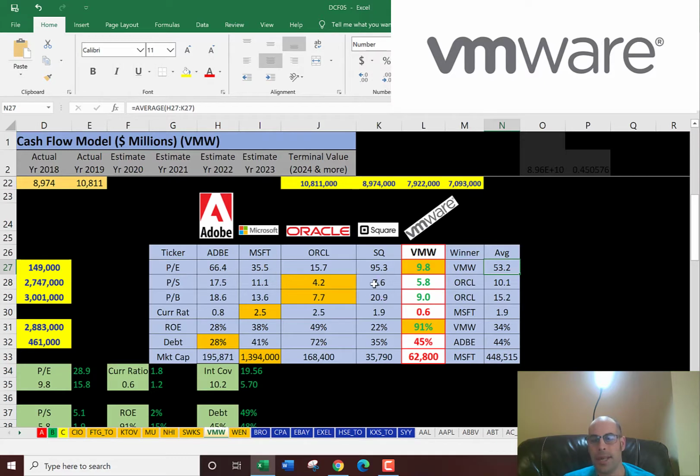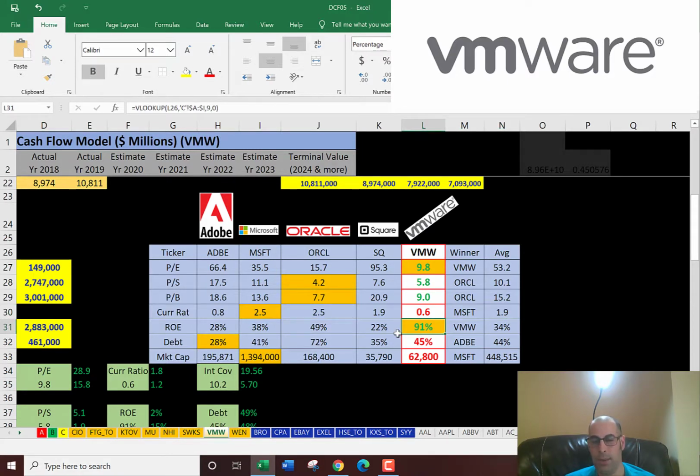None of the companies have good price to sales ratios. Oracle is the best at 4.2. They're better than the average of price to book. They have 9.0. The average is 15.2. And they're not in good shape in current ratio. They're under 1. The average is 1.9. So VMware and Adobe are both below 1.